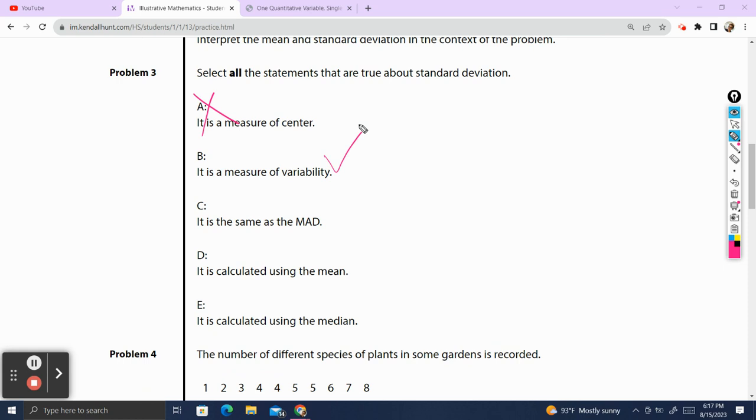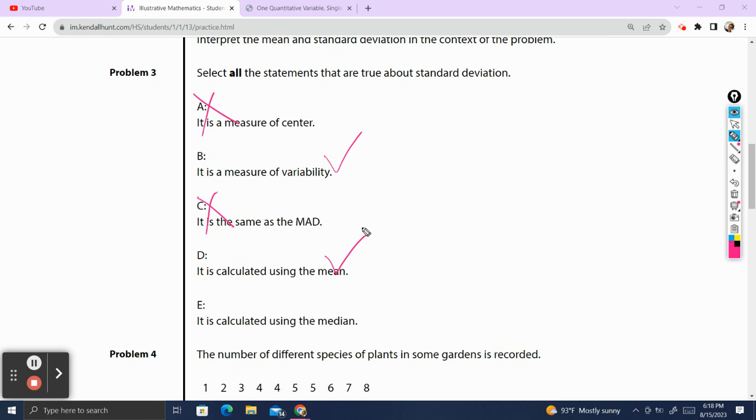It is the same as MAD. It is not the same as MAD. The standard deviation is calculated differently than we calculate the mean absolute deviation, even though the mean absolute deviation is also a measure of variability. D, it is calculated using the mean. Yes, you do use the mean to calculate it, just the same way you use the mean to calculate the MAD.